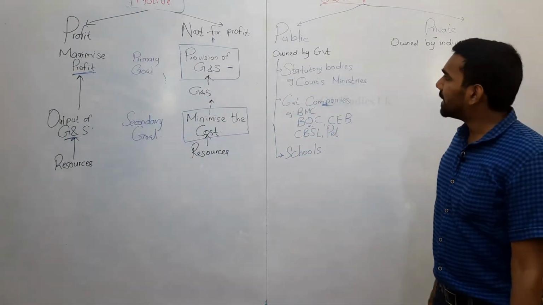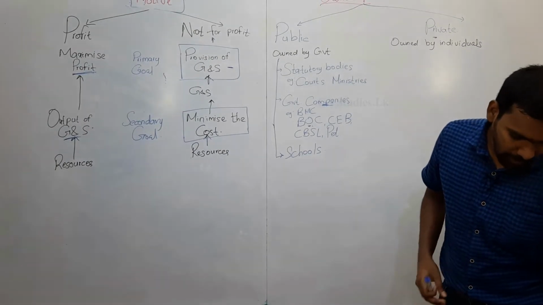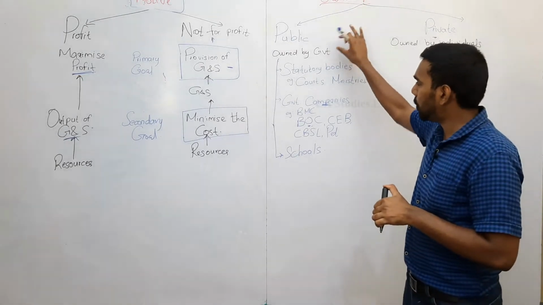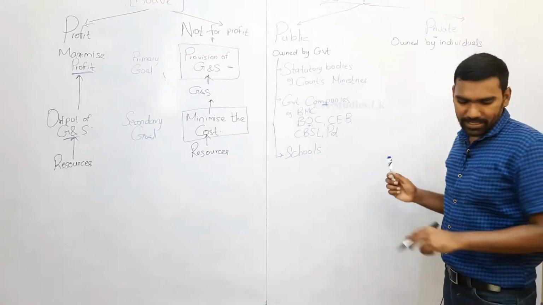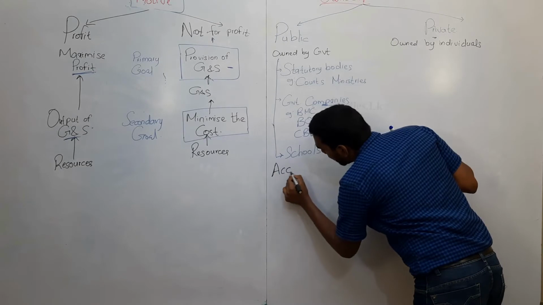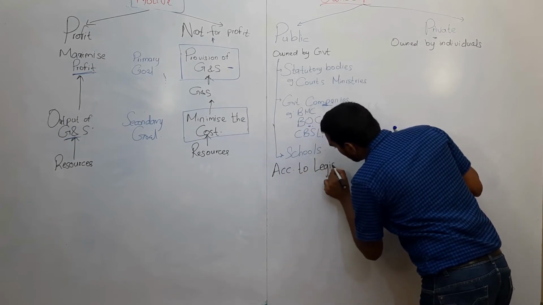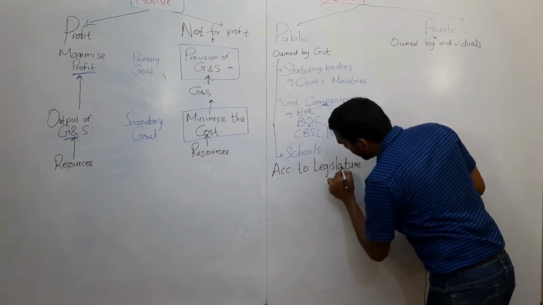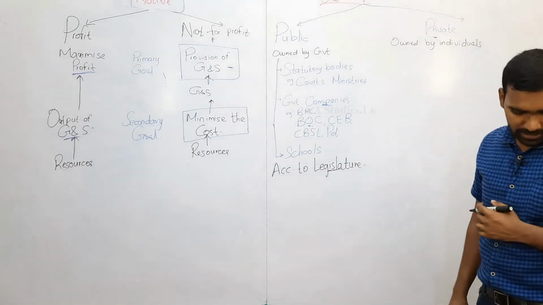So what are the key characteristics of a public organization, an organization owned by government? What are the key characteristics? Number one is accountability to legislation, that is, being accountable to the system, the rules and regulations of the country.